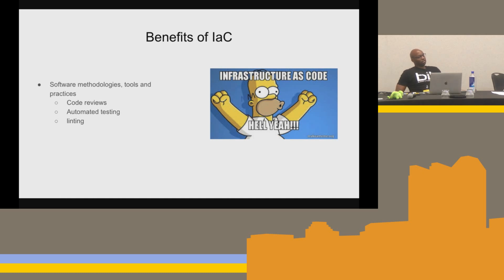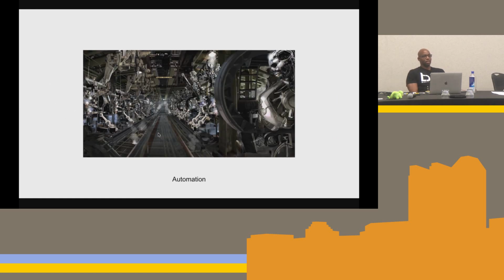Some of the benefits of Infrastructure as Code. Since your infrastructure is declared and described in software, you can use software methodologies, tools, and practices to govern how you use it. So code reviews, automated testing, linting, all those now apply because your infrastructure is now described in code. There are other benefits as well. Automation, right? Now that your infrastructure is described in code, you can put that code in a pipeline and automate the building of your infrastructure.